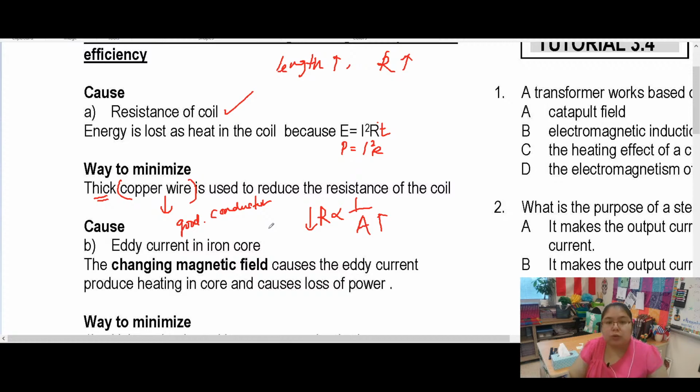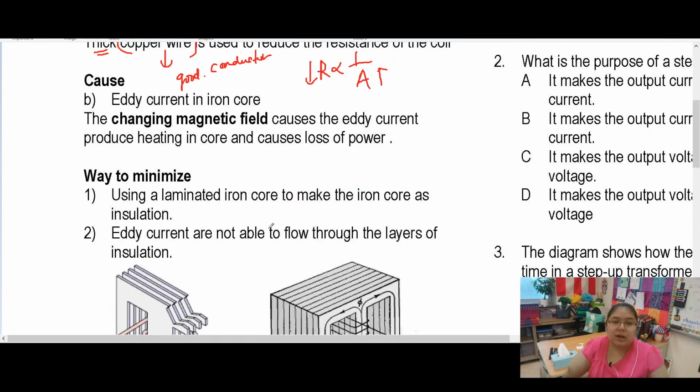Good conductor wire, resistance is low. Then thick copper wire, the resistance is also low because of the thickness of the wire. This one is the first factor. Now we see the second factor. Okay, second factor, we call eddy current in the iron core. What does eddy current in the iron core mean?